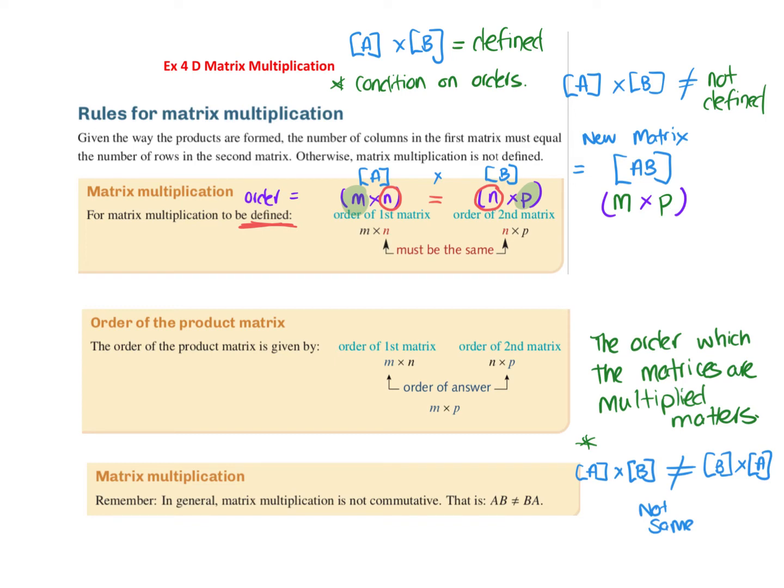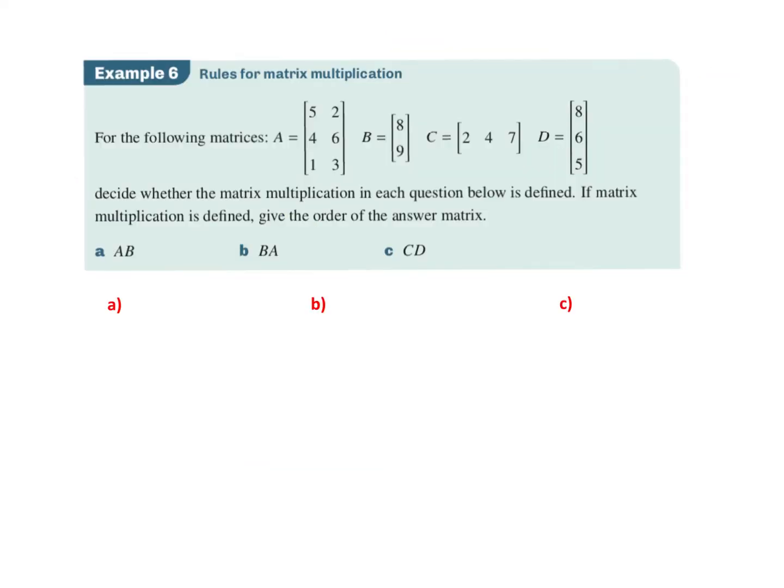So let's go and do an example. I'm just going to flick and go to this example. Find this in your notes. It's not the next bit. They've given me a whole heap of matrices, and it says decide whether the matrix multiplication is defined. Where they write that, they actually mean they want you to multiply A by B. So we need to decide just whether they can be multiplied, so whether they're defined. We don't have to work it out yet. And if it is defined, they want the order of the answer.